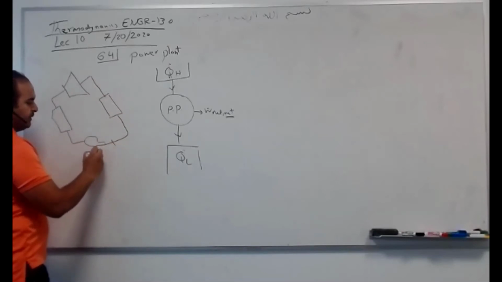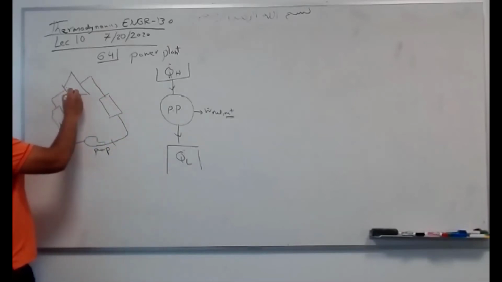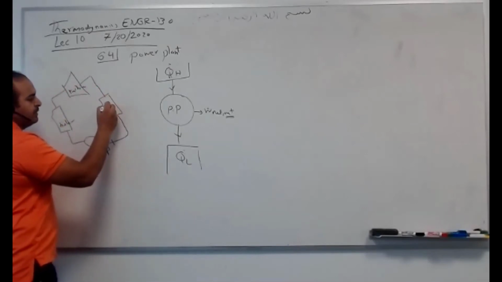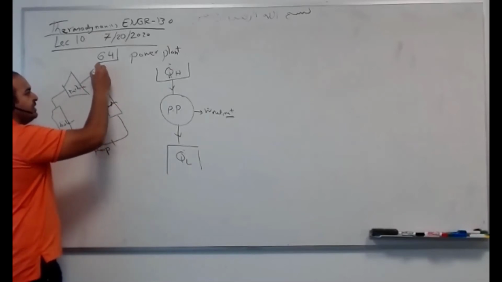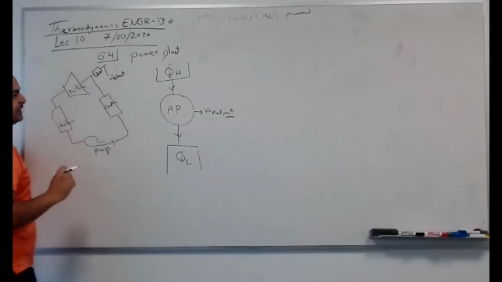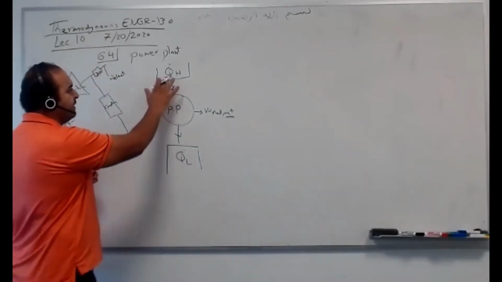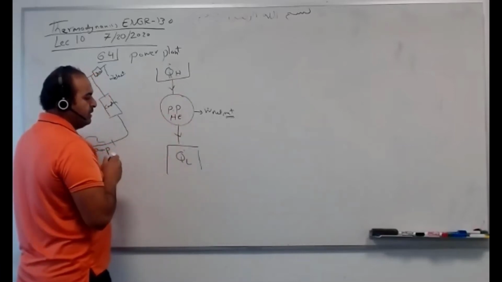Let's say pump, boiler, turbine, and here we have, for example, the condenser. This turbine drives a generator. Then we take here W dot electricity. We're going to discuss this right now. So this is the first plant diagram, the diagram for a power plant or heat engines in general.